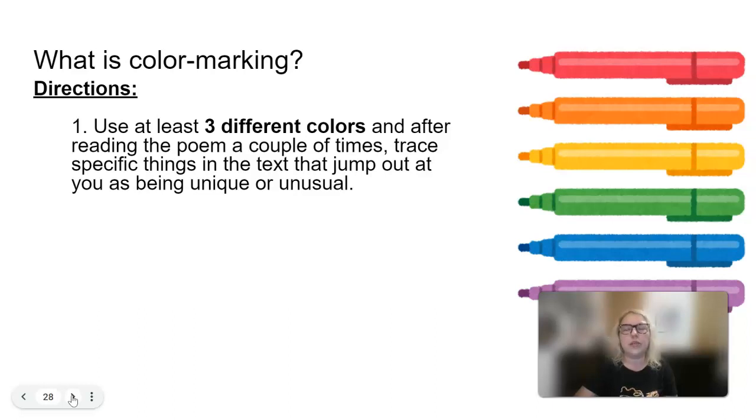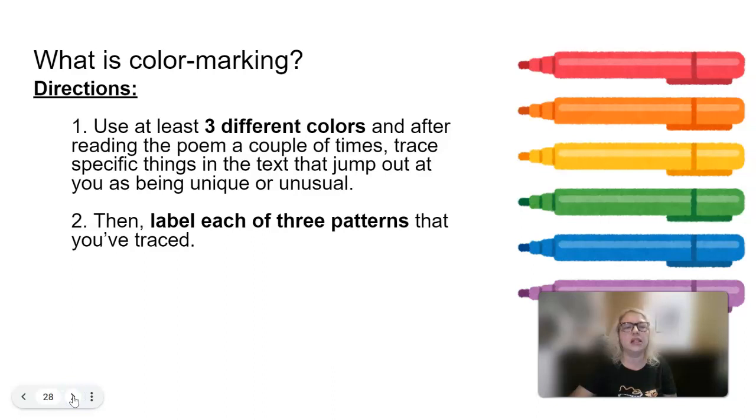After reading the poem or the text a couple of times, trace something specific that you see or think you might see working as a pattern. Things that jump out at you as being unique or unusual. I'll give you a bunch of examples in a sec. Then label each of the 3 patterns that you have traced.